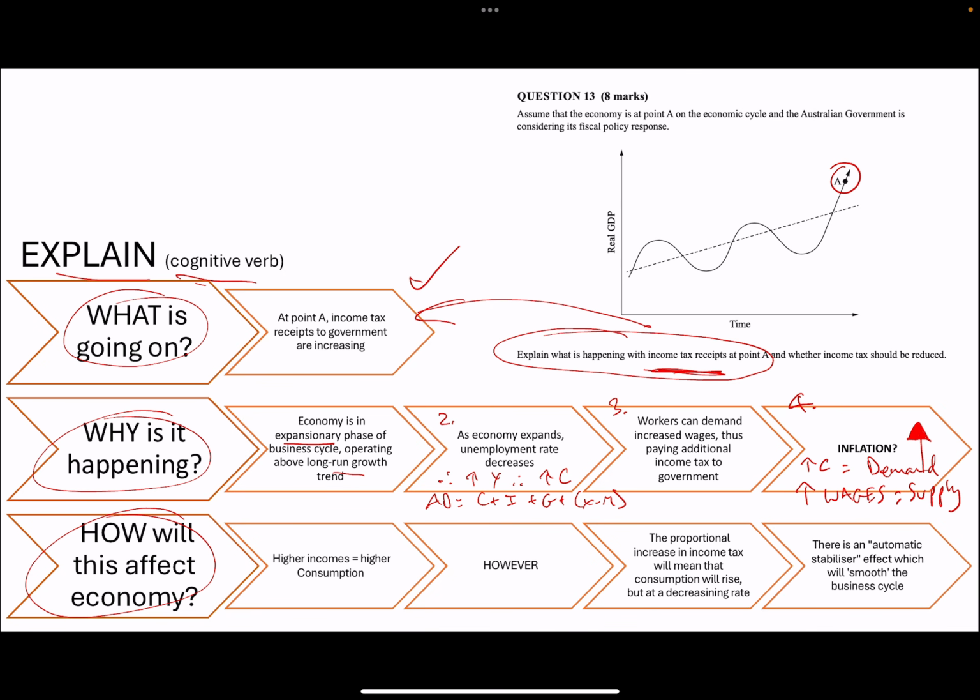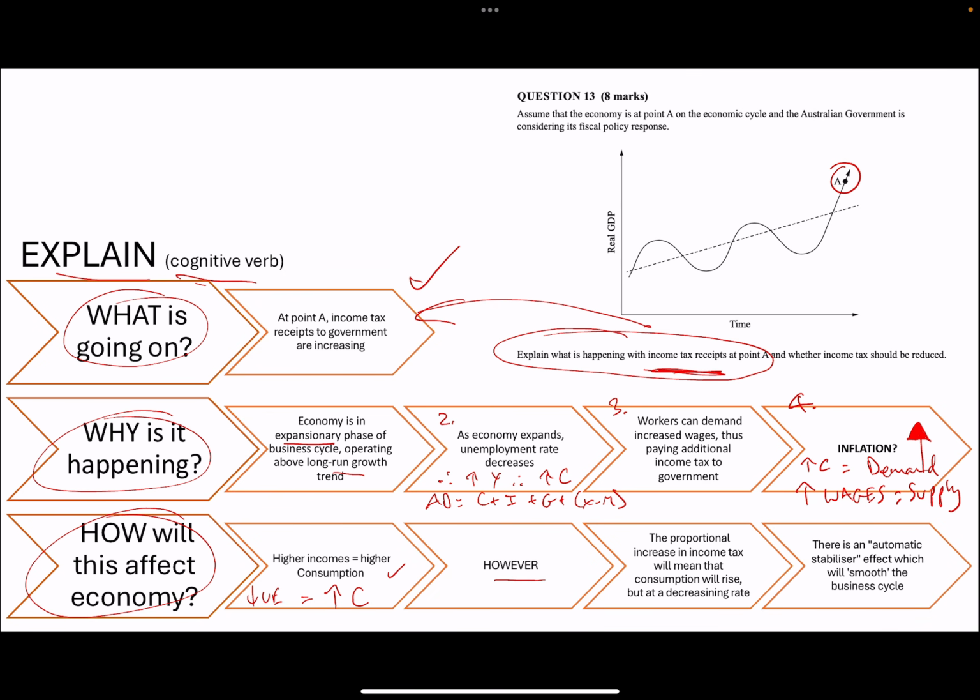So we then have to look at part 3 here. How will it affect the economy? Higher incomes are going to equal higher consumption. And more people working and a drop in unemployment tends to lead to higher consumption also. When you go from being on a low wage like a job seeker payment to getting an income job, you tend to increase your consumption because of the variance in the values.